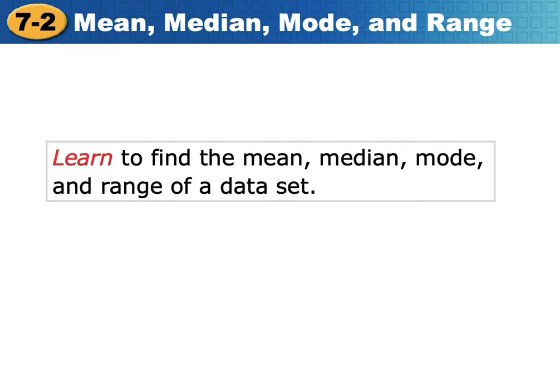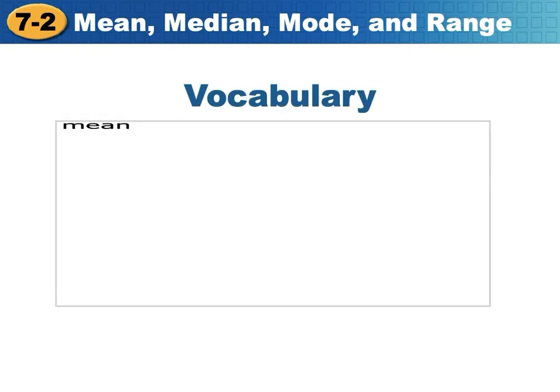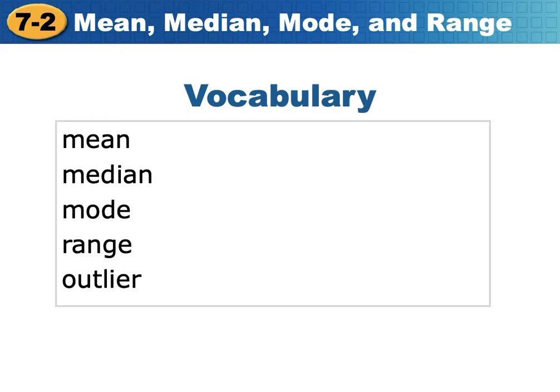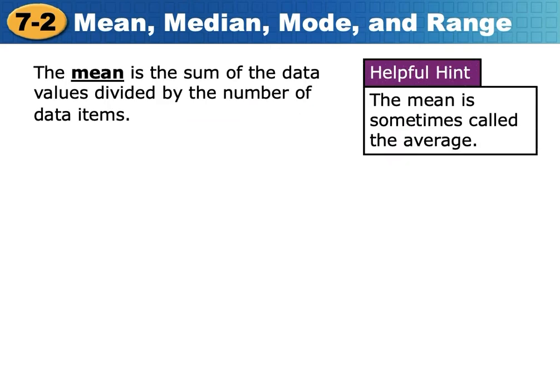So our objective is learning to find the median, mean, mode, and range of a data set. So all these words, by the end of the lesson, you must be able to know what mean is, what median, mode, range, and outlier are, which is another word that has been added here. We may not talk about it, but you must know what an outlier is. Okay, so the mean is the sum of the data that you have divided by the number of items that you have added.